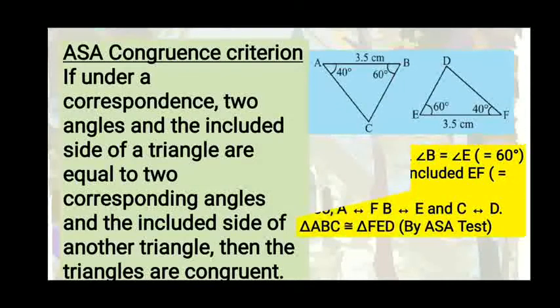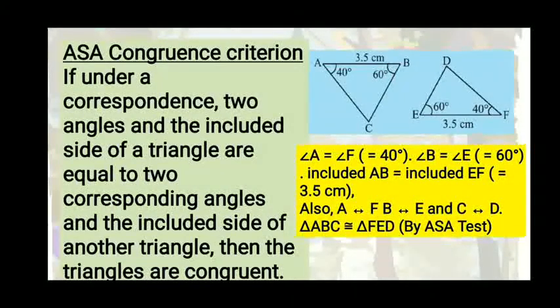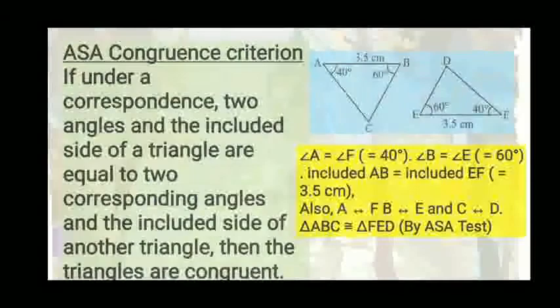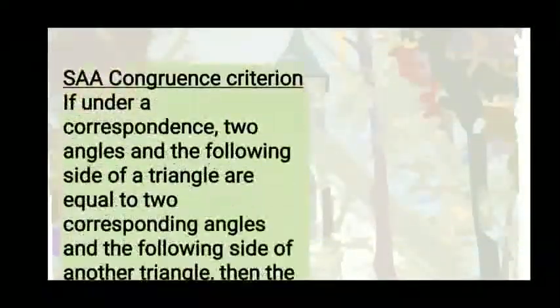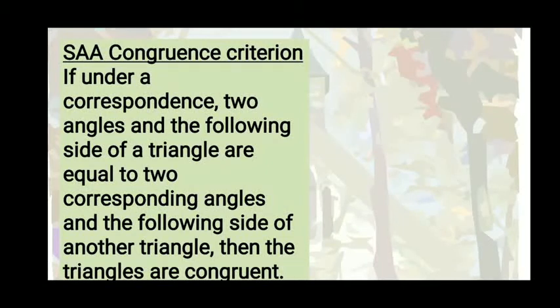Now let's see how the proof is written. Here in the proof we could see angle A and angle F are equal, both are 40 degrees each. Angle B and angle E, both are 60 degrees each, therefore equal. And the included side, that is AB, and the included side of the other triangle, that is EF, since they both are 3.5 centimeters, they are also equal. Now the correspondence lies between A and F, B and E, and C and D. Therefore by the ASA test these triangles are congruent.